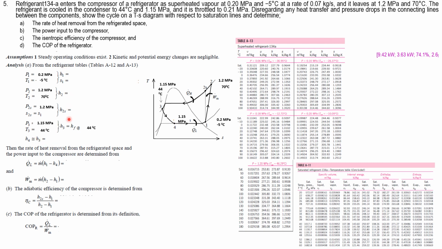So once you get all these values, you can find QL, you can find W in based on this formula because m dot is given. If you remember, this is your m dot, all right? You can also find the isentropic efficiency, and finally you can find the COP. So make sure that all your answers here corresponds to the answers that you have obtained here.